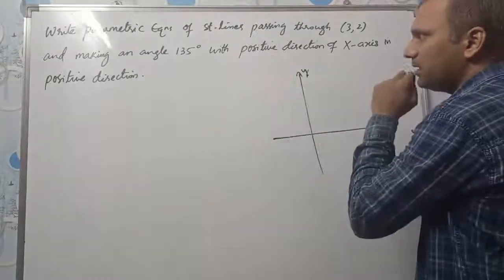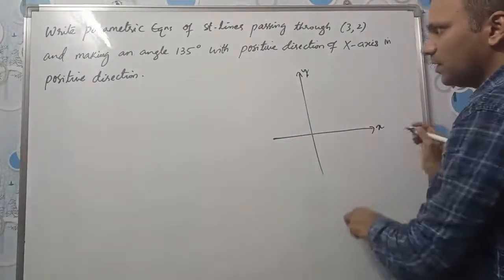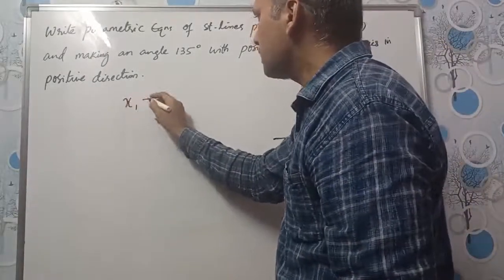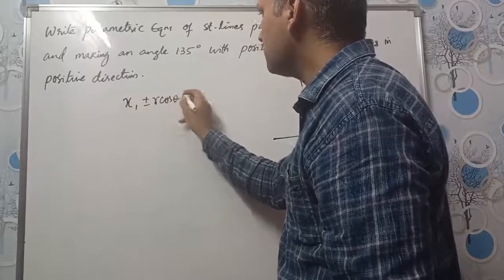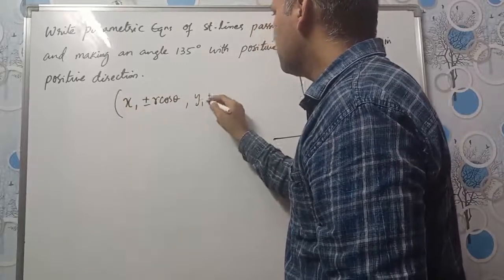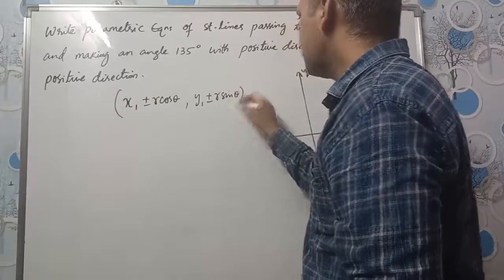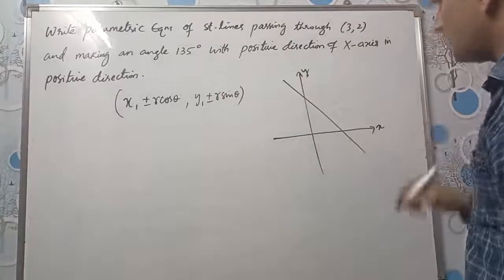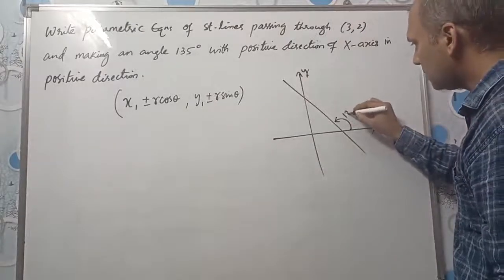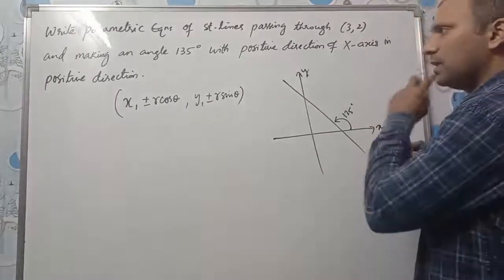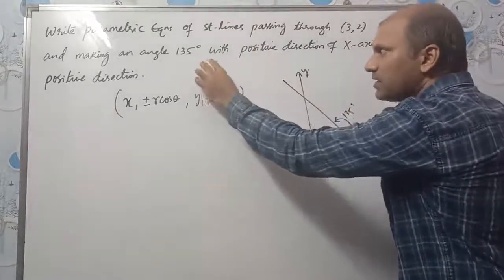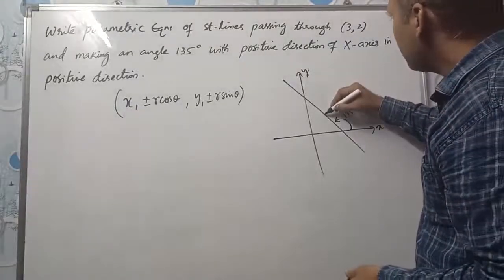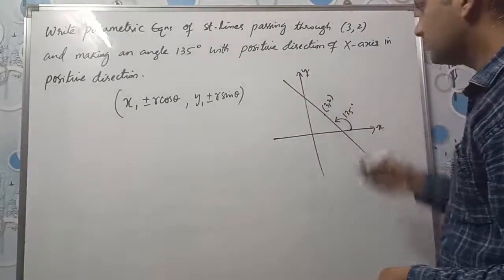We need to find the parametric equations. Just now we have studied what parametric equations are: x1 plus or minus r cos theta, y1 plus or minus r sin theta, right? And what is theta? 135. So the line will be like this. This is 135 degrees. This line is making 135 degrees with the positive direction of the x-axis. Let us say we have a point (3, 2) here.